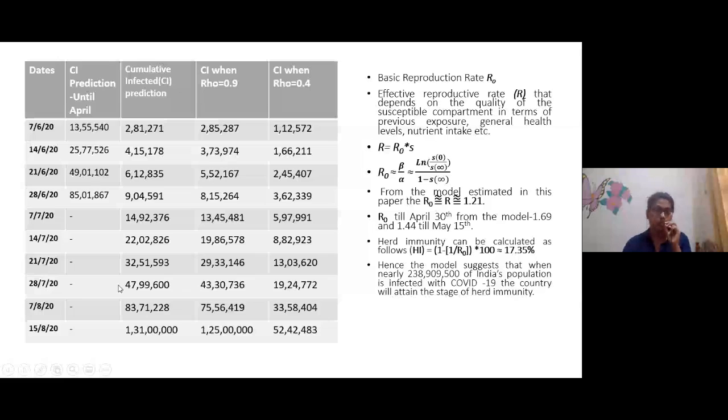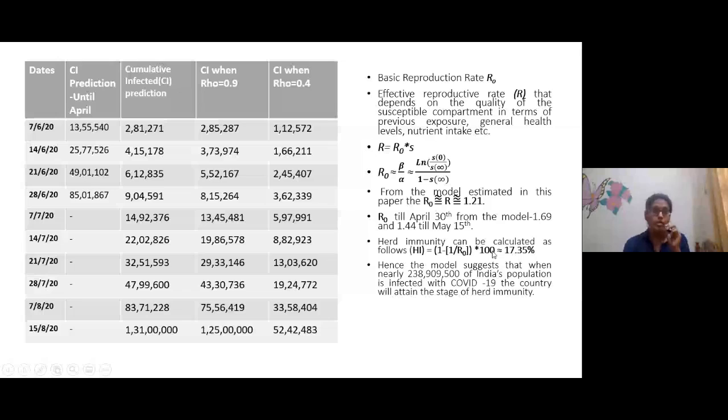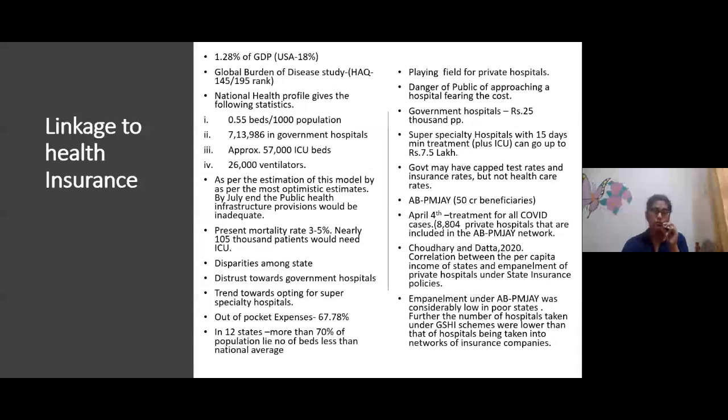For every 1,000 population, we have half a bed, and we have like 7 lakh beds in government hospitals, which converts to 57 ICU beds and 26 beds in ventilators. So as per the estimates that we got from the SIR model in this study, the 7 lakh figure in the most optimistic trend would figure somewhere in July, and it can figure in June as well. So we can see that there is a gross inadequacy of the public provision of beds or public infrastructure of health that is being shown.